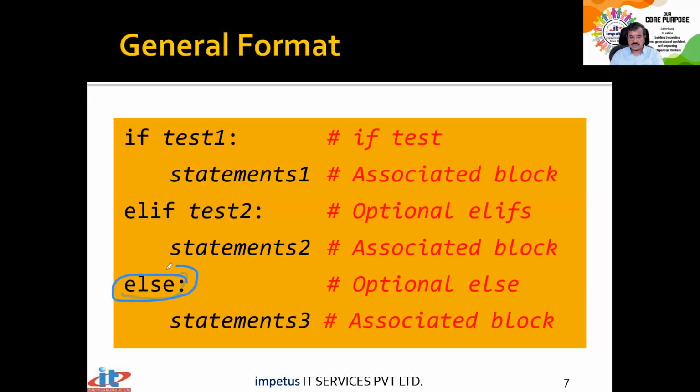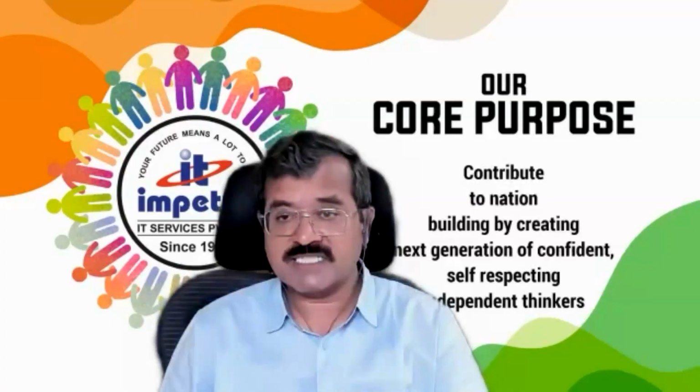This else is optional though. That means if none of the previous conditions are true, then it will execute this particular statement, and so on. So that's nested if. The statements in this block are associated with this condition. Statements in this block are associated with this condition. And if none of the conditions is true, then these statements will get executed. So we call it nested if.